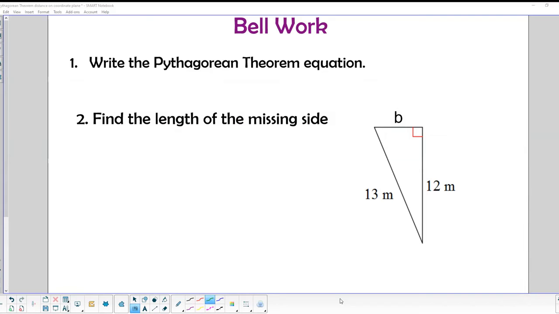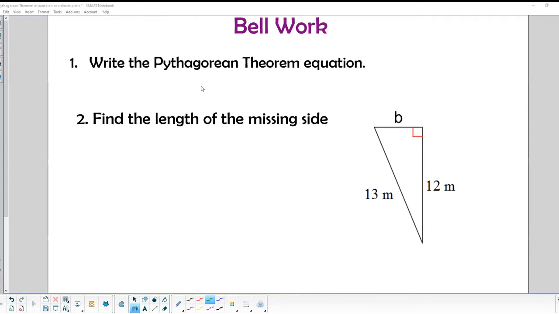This is going to be using the Pythagorean theorem to find the distance between 2 points on a coordinate system. And we're going to explain how that works here in just a minute. But first, let's recall and remember what is the Pythagorean theorem equation.